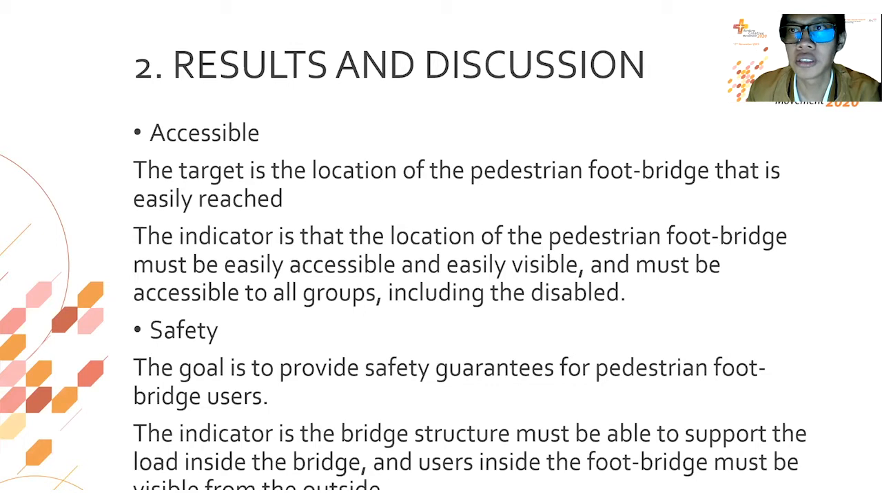The issues considered in controlling pedestrian footbridge construction are accessibility, safety, security, convenience, and aesthetics. The first issue is accessibility. The target is a pedestrian footbridge location that is easily reached. The indicator is that the location must be easily accessible and easily visible, and must be accessible to all groups, including the disabled.